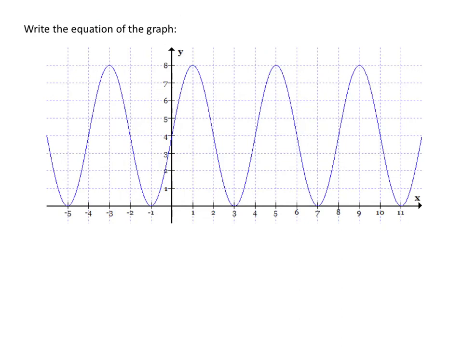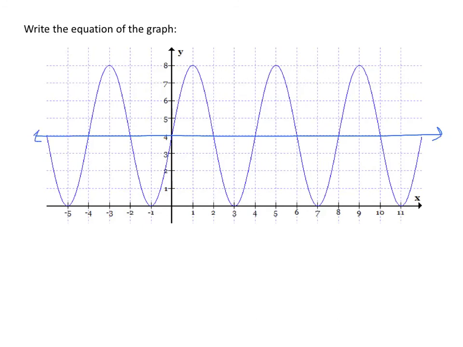For this problem, we'll go backwards. We're given a graph and we have to write the equation for that graph. So the first thing I need to do is figure out where my center line is. I see I have a maximum at 8 and a minimum at 0. So my center line has to be halfway between 8 and 0, which is 4. So I will sketch in my center line.